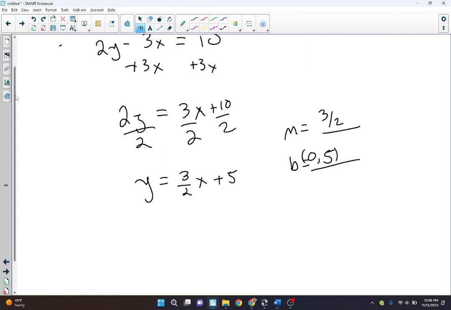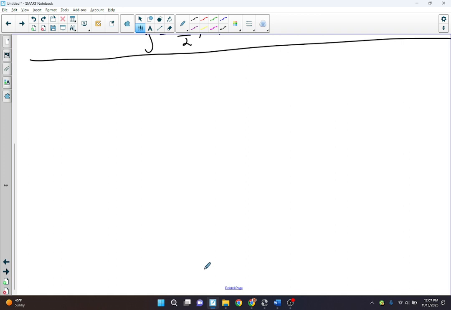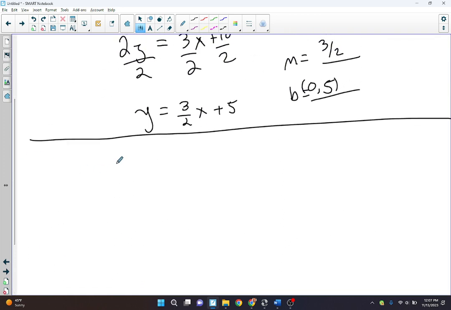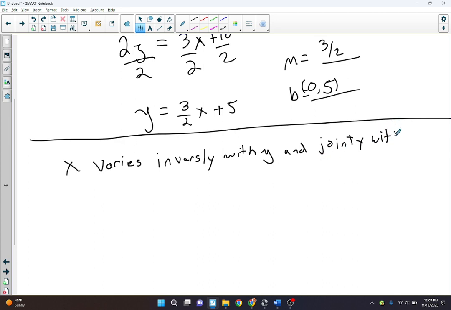All right. Next thing is direct variations or inverse variations. So let's say x varies inversely with y and jointly with z. Jointly is also the same thing as directly, so keep that in mind. Okay? So the question is going to give you 2 pieces of information.